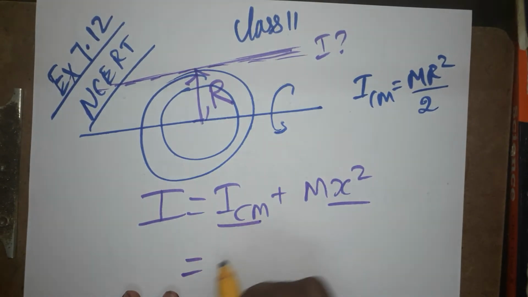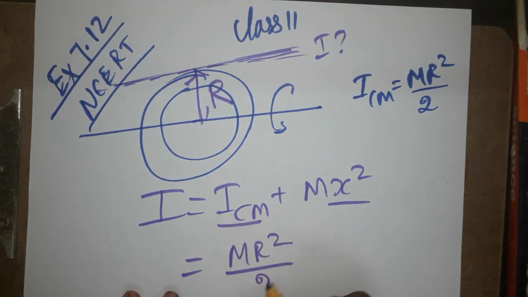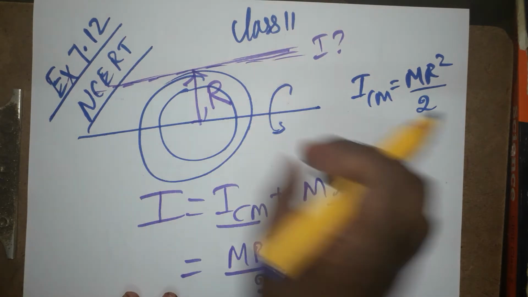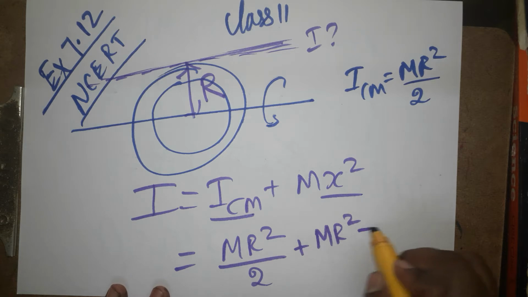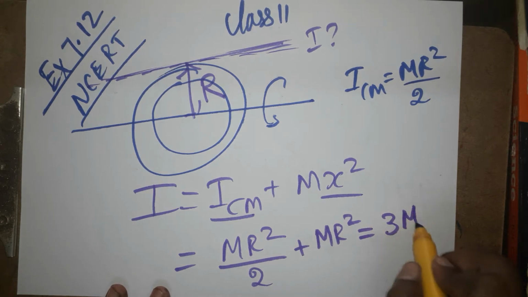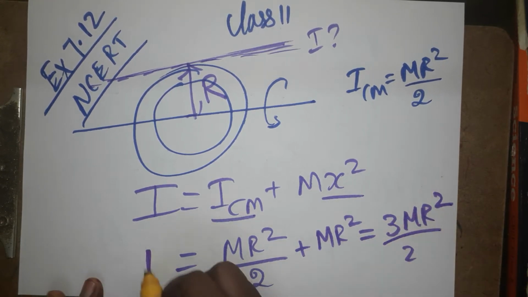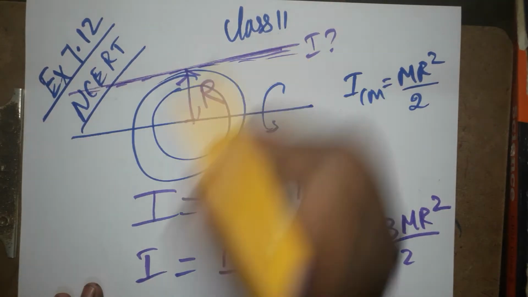The inertia at the center of mass is mr square divided by 2, plus m x square, where x is r, so mr square. When we add these, we get 3 times mr square divided by 2. It is called the total inertia when the ring is rotating about the tangential line.